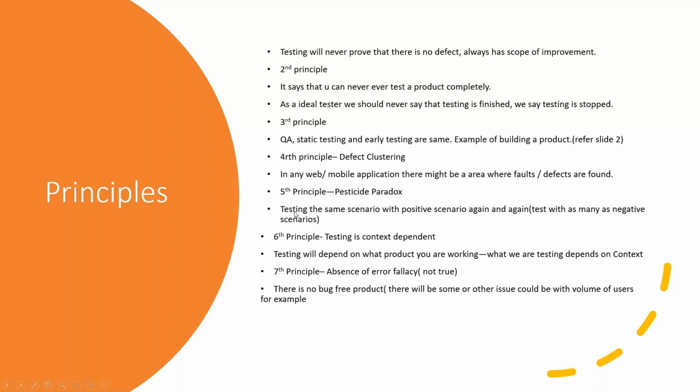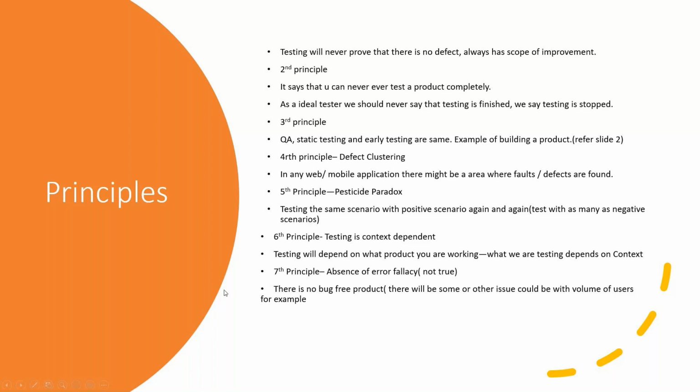It's like testing the same positive scenario again and again gives nothing. You have to test with as many negative scenarios as possible. Whenever you give so many negative inputs on that website, only then will it throw an error. Then we can ask the dev team, okay, this is throwing an error, is this expected or not? If it is not expected, it is a defect. So that is how we handle the pesticide paradox.